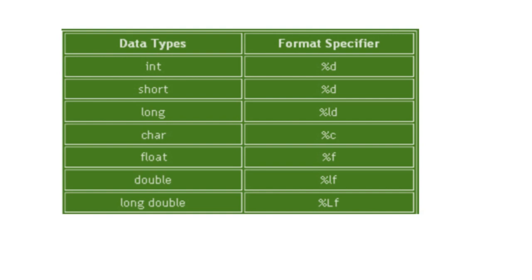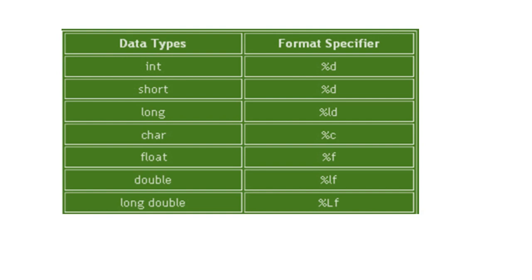So for int and short, the same %d. For long, %ld; char, %c; float, %f; double, %lf; long double is also %Lf, with a capital L. So we have to remember these format specifiers and use them while writing C programs, with the corresponding data type.